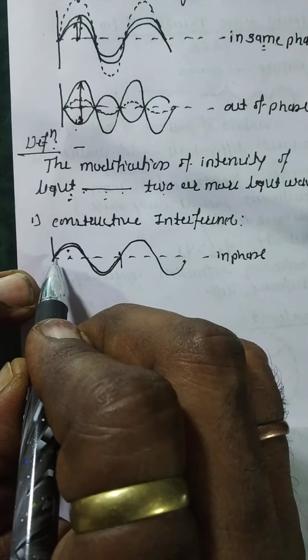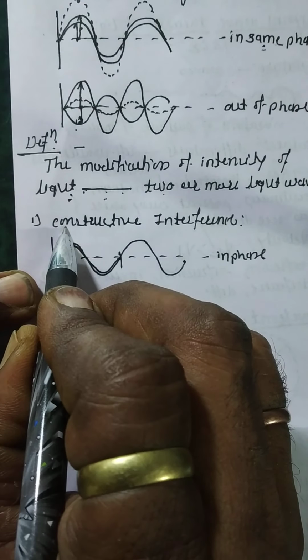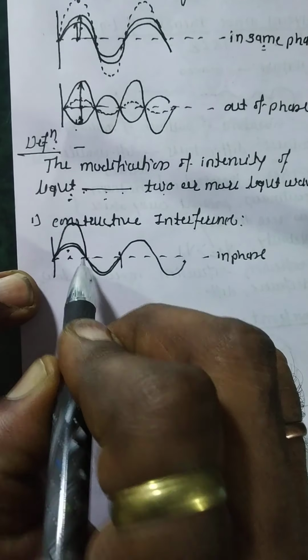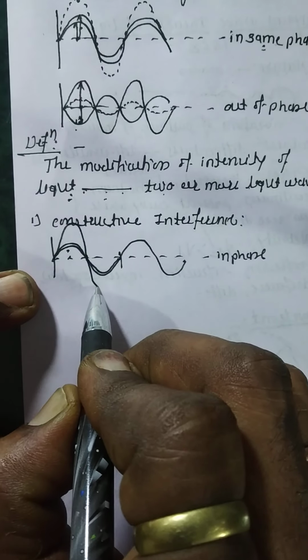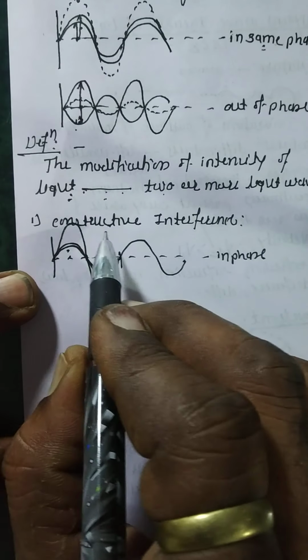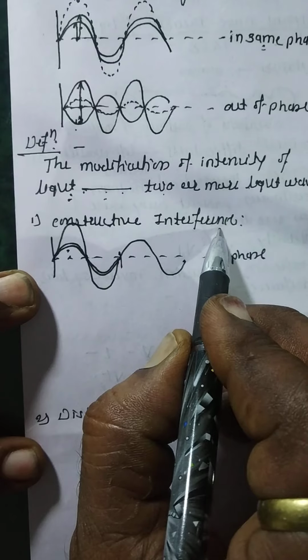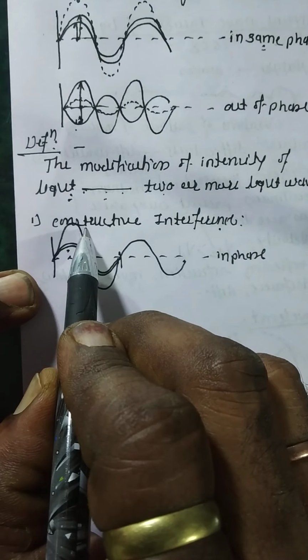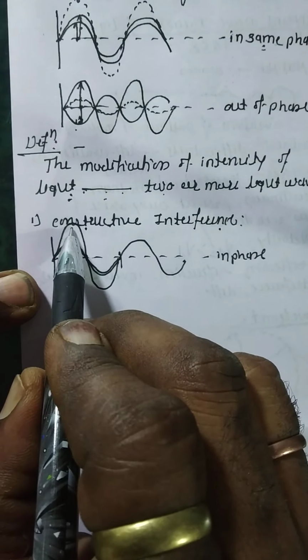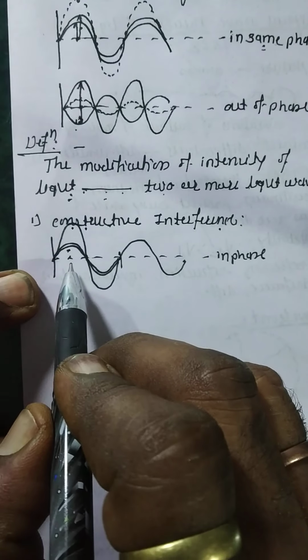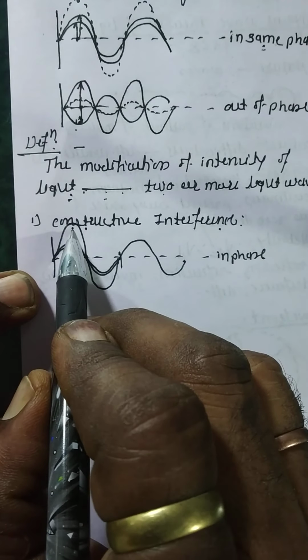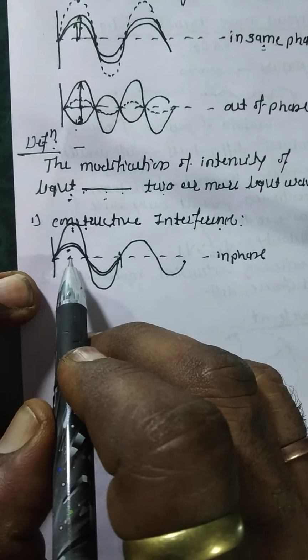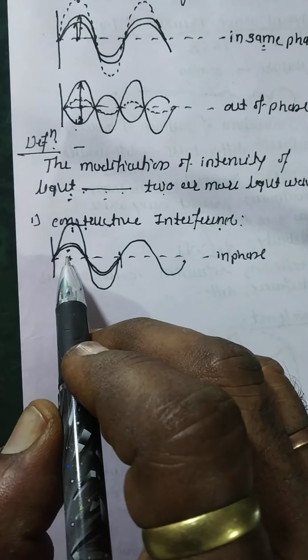Then resultant intensity at that point is maximum, like this. Such an interference is called as constructive interference. Means in this interference, resultant intensity is sum of intensities of these two waves. This is called as constructive interference.